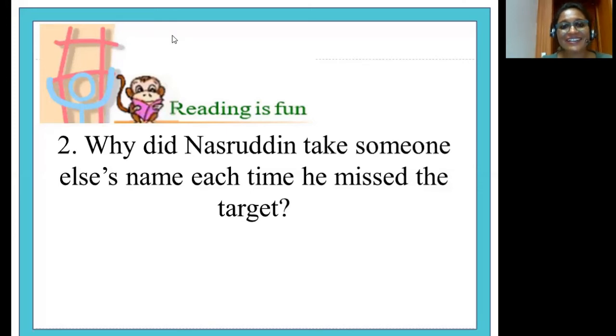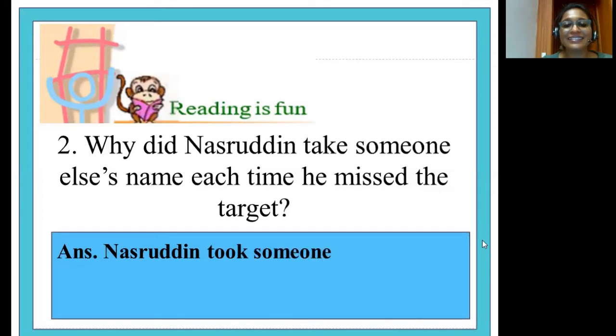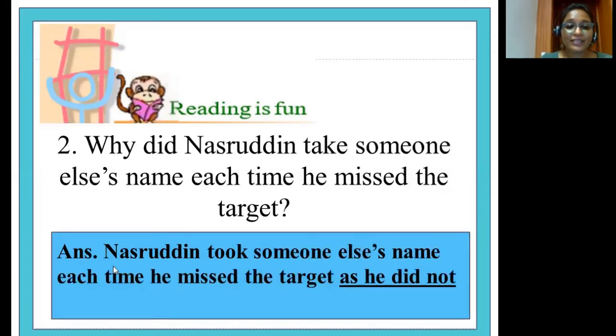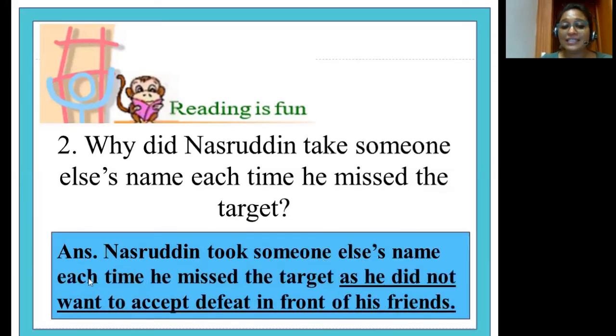Yes, correct. Nasruddin took someone else's name each time he missed the target because he wanted to protect himself. He didn't want to be insulted by his friends. So for this question, we can write down the answer. Nasruddin took someone else's name each time he missed the target as he did not want to accept defeat in front of his friends. Children, this answer might look lengthy and difficult, but worry not.